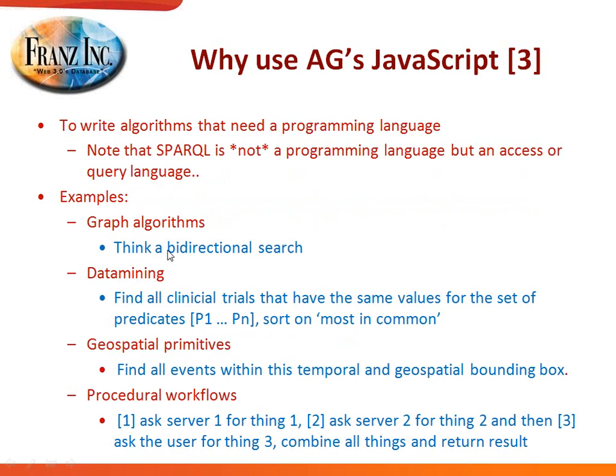Say you need a bidirectional search because you have a graph with a high branching factor, and if you want to find a path from A to B, then just doing depth first or breadth first will be just too expensive, and then bidirectional is better. Well, if you want to write something like that, you can forget about doing that in SPARQL.